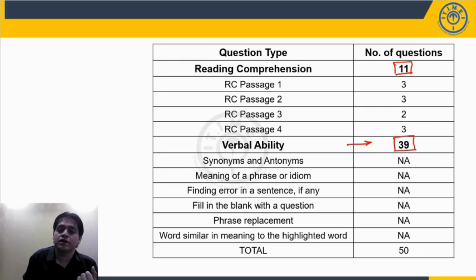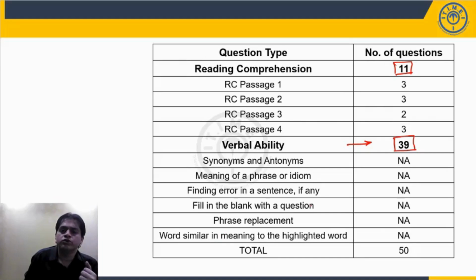Then there were fill in the blank questions where you have to fill the blank with a question. So you have to end that sentence with a question. What will come in place of that blank, and you have to create a question. That was the type of question over there. Then there was a phrase replacement question type. There is a highlighted phrase, and from the options you have to find out what word can replace that phrase. Also similar meaning words type questions were there. There were words highlighted in a sentence, and you have to find out which word from the options has a similar meaning to the highlighted word.